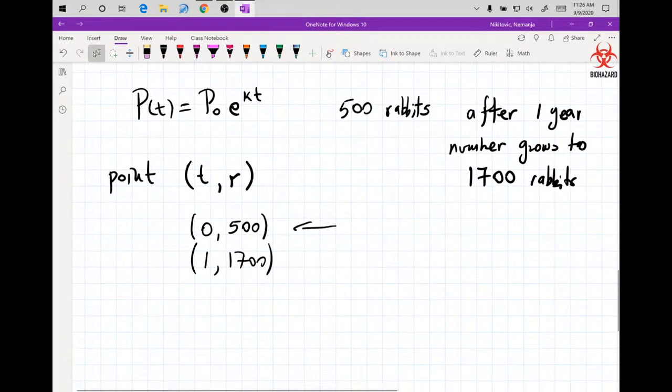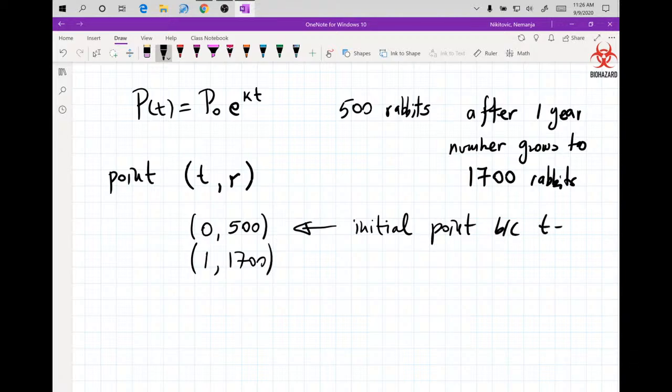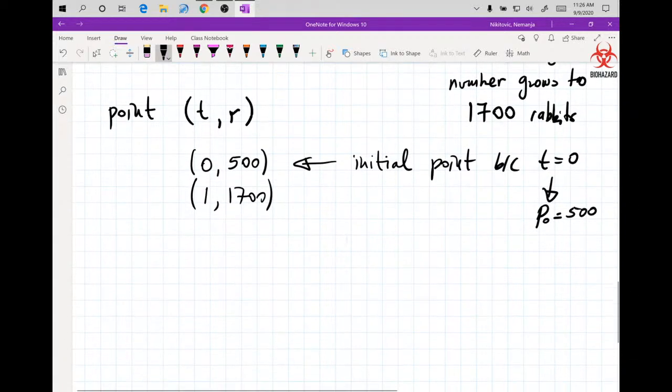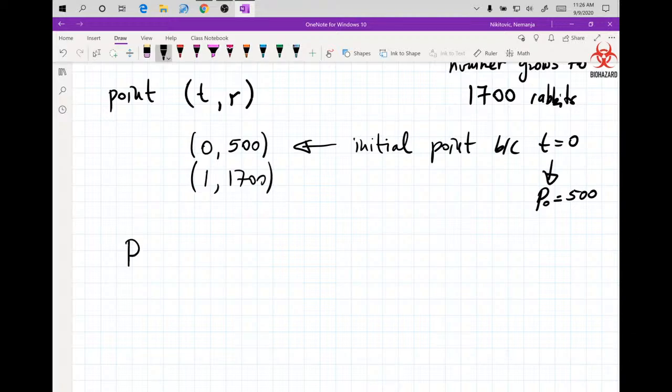Using the first point, we know that that's the initial point because time is 0. As soon as time is 0, P0 is 500. You see that? That's the initial case, initial point. So we have a 500 initial population of these rabbits. So now I can write my equation as P of t is equal to 500 e to the kt.